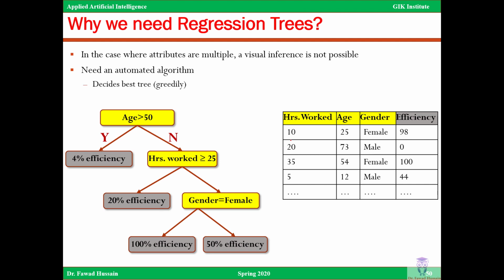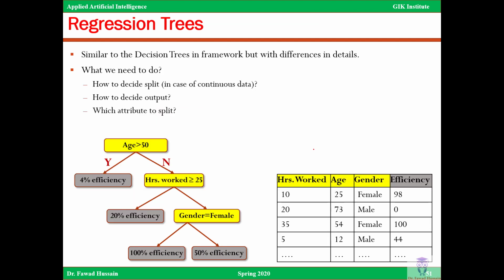And as we can see, we have here 3 different attributes: the hours worked, the age, and the gender. And here we have the efficiency or the productivity, and these are the values, and there are other values as well. So this is just a representation of the data, not the entire data. So this is why we need the regression tree.